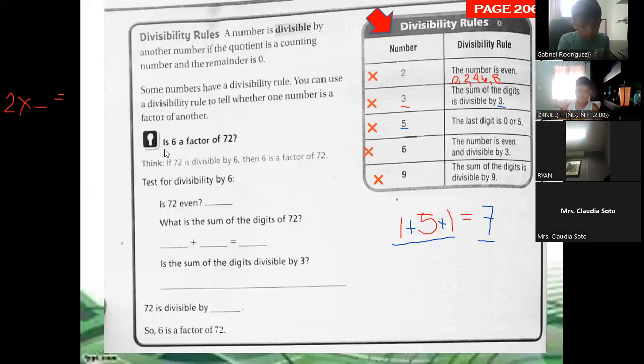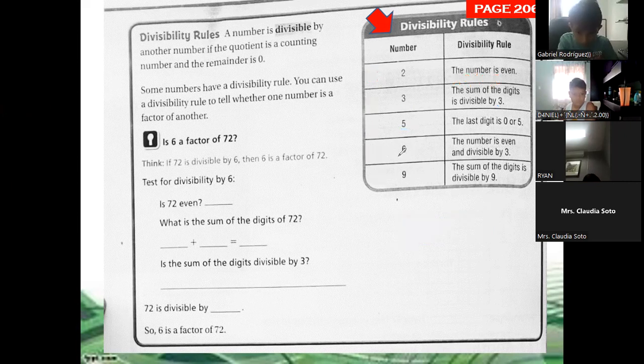Now let's solve this problem. Is 6 a factor of 72? So what do we have to do? We have to apply the rule. The rule says a number is divisible by 6 if the number is even. Is 72 even? Yes, okay. So, cumple esta regla. Pero tiene que cumplir 2: that it is even and divisible by 3. Now, the sum of the digits is divisible by 3. So we need to add 7 plus 2.